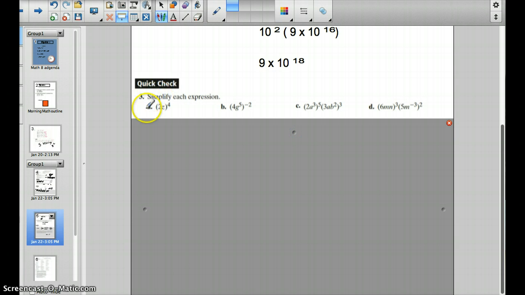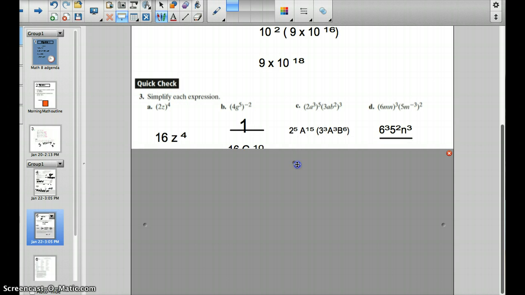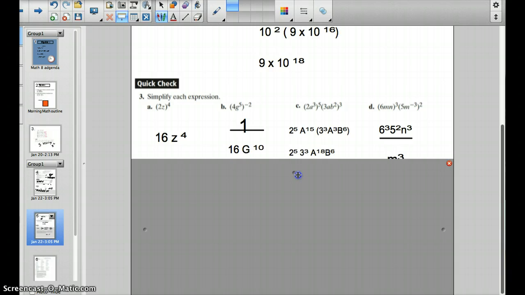So we are simplifying in 3a, 2z to the 4th. That means 2 to the 4th and z to the 4th. 2 to the 4th is 16. B, 4g to the 5th, all to the negative 2, which would give us 4 to the negative 2, which is 1 over 4 squared, which is 1 over 16. And then g to the 5th becomes g to the negative 10. Then we bring that down into g to the 10th.